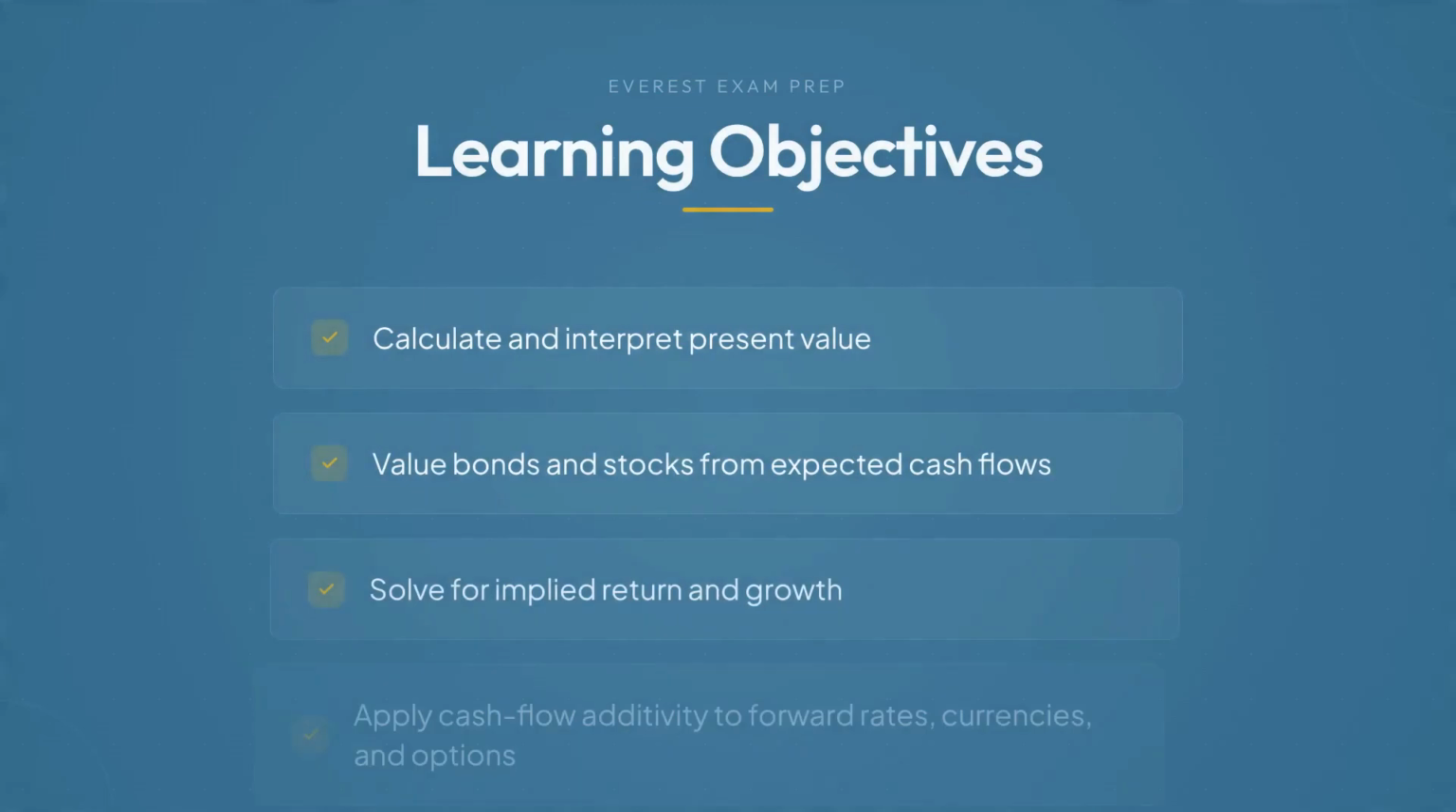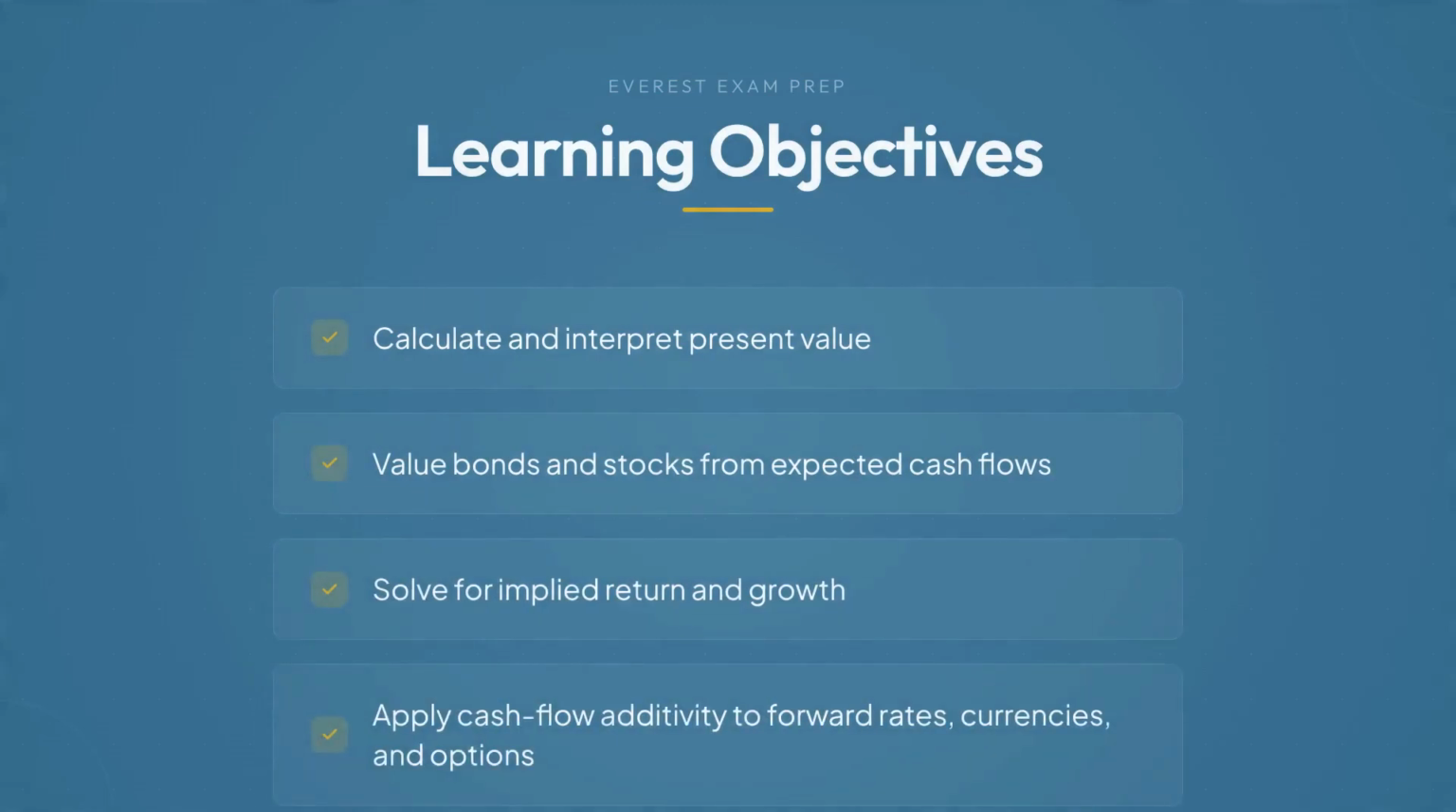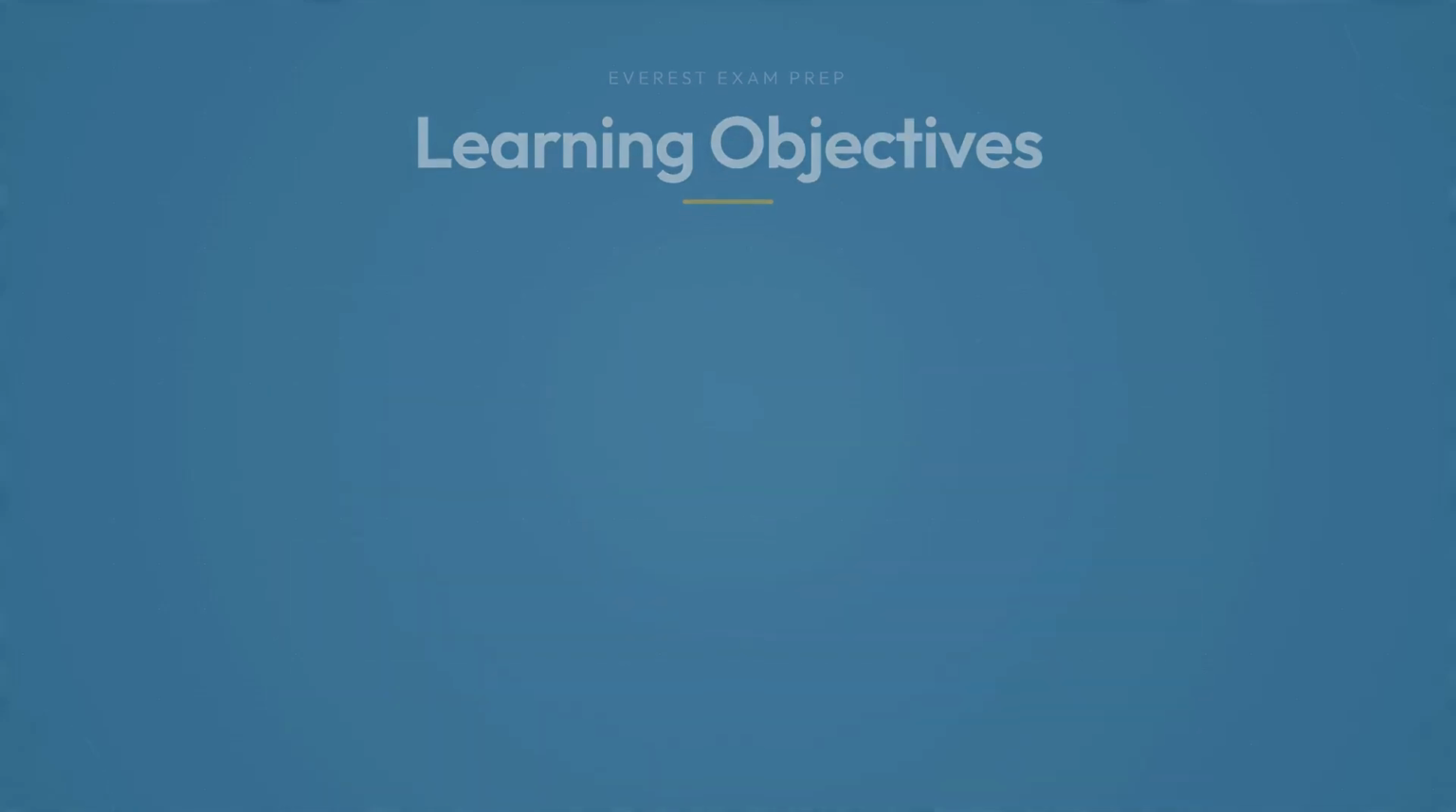Our objectives are straightforward. First, calculate and interpret present value for fixed income and equity cash flows. Second, solve for implied returns, required returns, and dividend growth from observed prices. Third, understand cash flow additivity and why it supports no arbitrage pricing. Throughout the lesson, we will pause for worked examples and solve each one step by step.